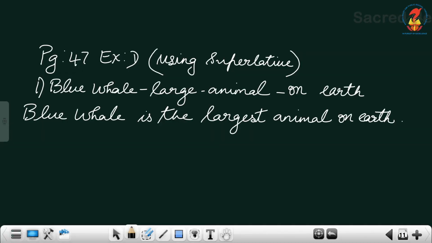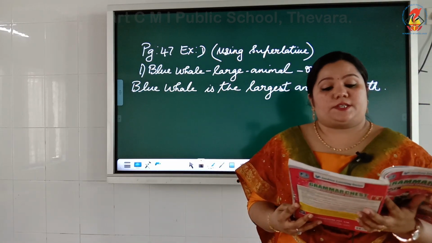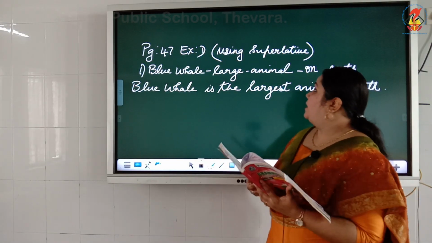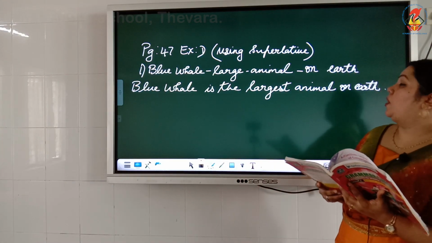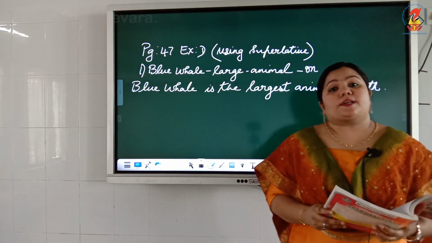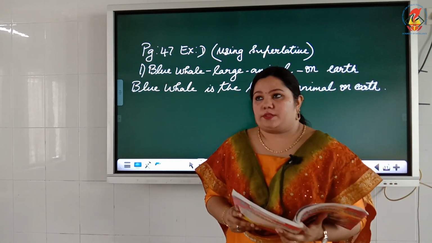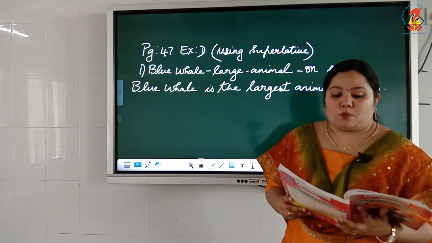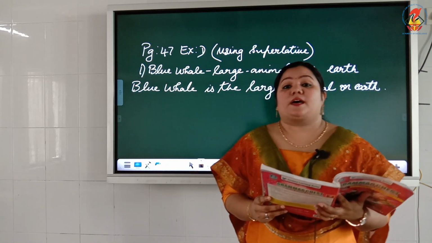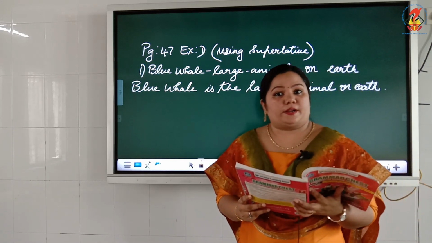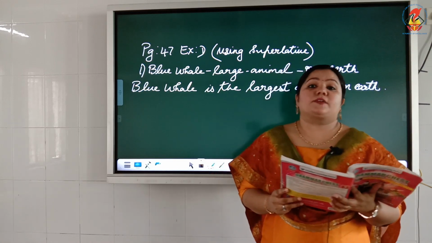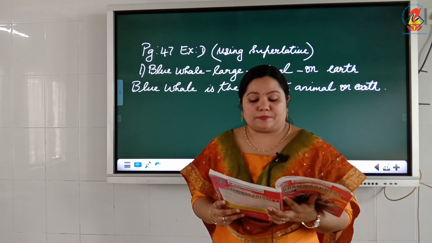So we are going to the next exercise, which is on page 47. Use the following hints and write the sentence in superlative degree. Okay, and the first sentence given there is blue whale, large animal on earth. Now blue whale is compared to all the other animals on earth, more than one, obviously. So what do we write there? We write blue whale is the largest animal on earth, and that sentence is in the superlative degree of comparison.